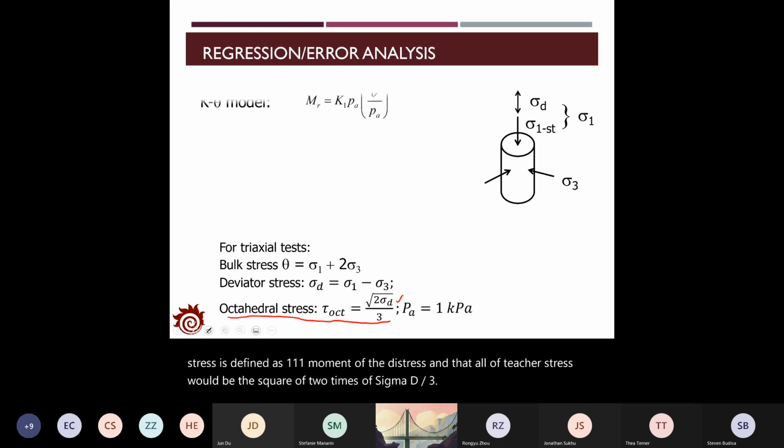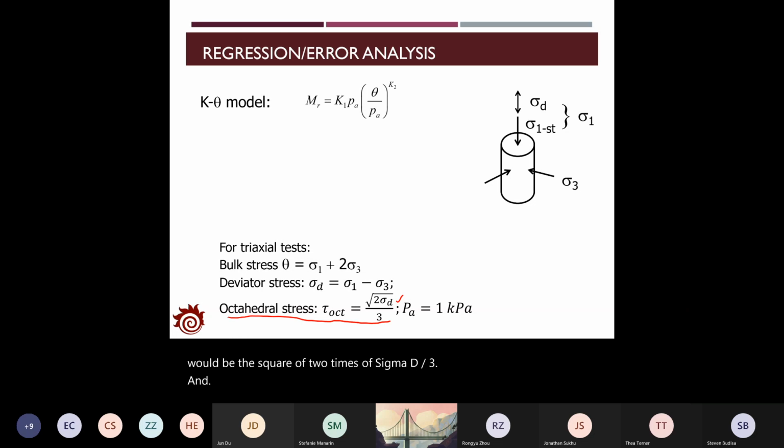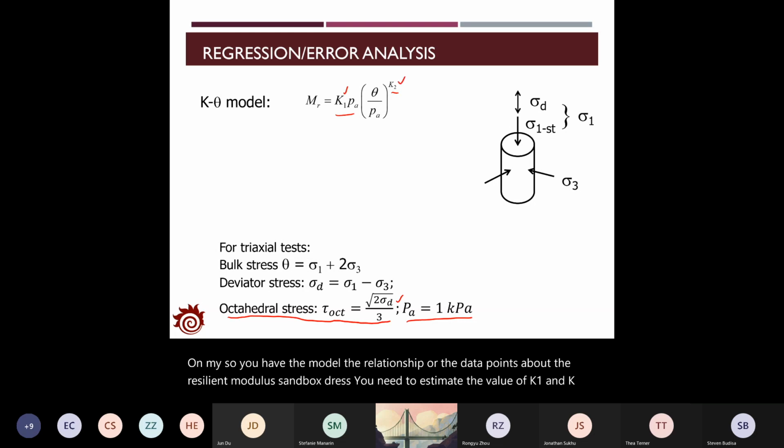The first model you probably will use is the k-theta model. Here we assume that MR equals K1 times PA times theta divided by PA to the power of K2. Here PA is a coefficient, and the value is 1 kilopascal. Once you have the model and the data points about the resilient modulus and the bulk stress, you need to estimate the values of K1 and K2. So that is the first model.